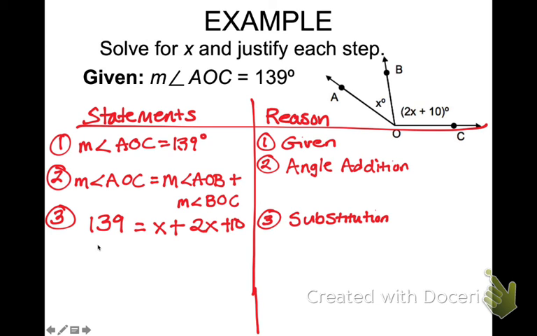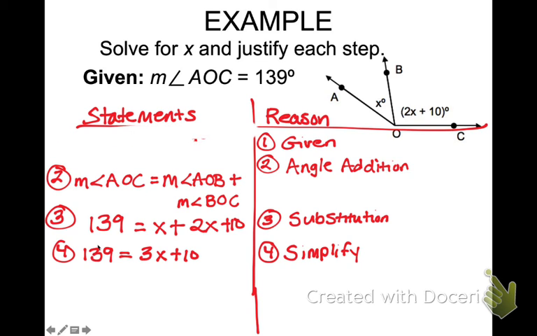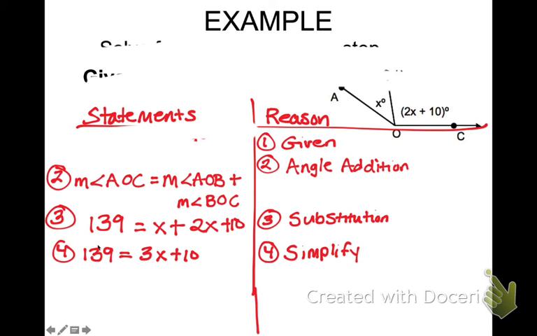Now let's solve it. Well, I already did solve it, so let's just solve it over here. So what's our next move? Combine those like terms. So 139 is equal to 3x plus 10. Over here, whenever you combine like terms or you evaluate something, you can just write the word simplify. It's kind of the go-to. If you wrote out combine like terms, I would accept that.